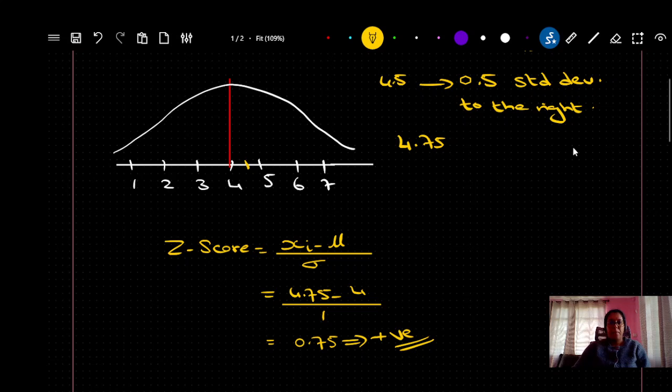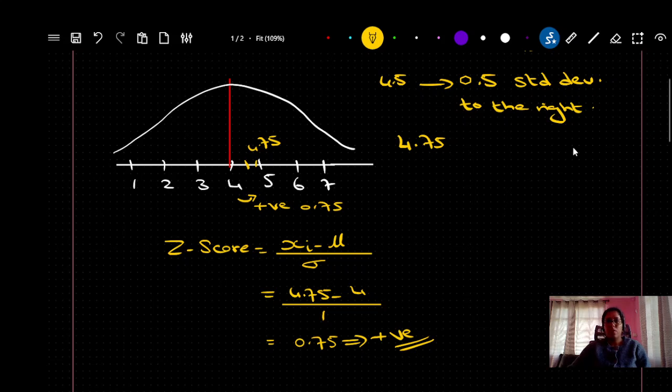So 0.75, it's to the right here, positive. So it's 0.75, where you will see where does 4.75 fall in the graph. So 4.75 is around here.